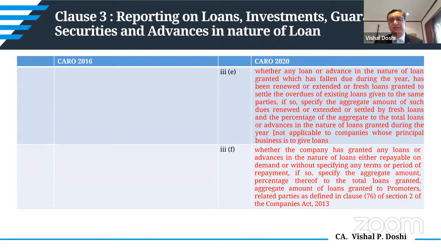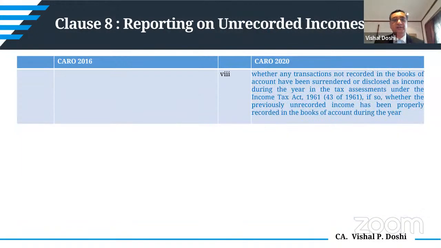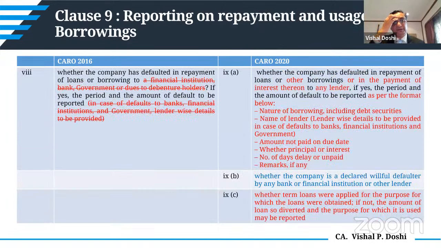3F, again, it details that for the aggregate amount and percentage of the loans to promoters, related parties, that has to be disclosed. Under Clause 7, so in between there are no changes. Then coming to Clause 7, goods and services tax has been added. And 7B, the reference to all the laws under 7A has been given. So that is the change under Clause 7. Clause 8 is reporting of undisclosed income, which we discussed under Schedule 3.